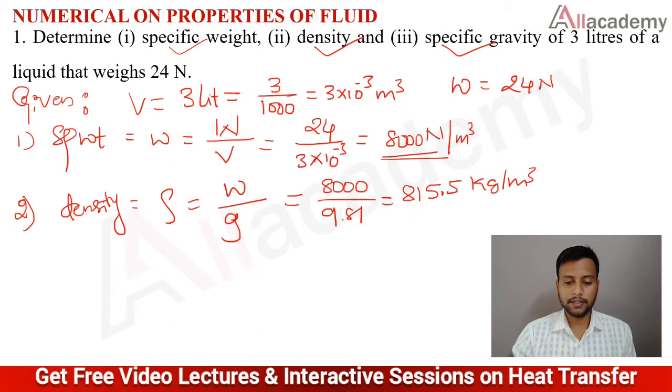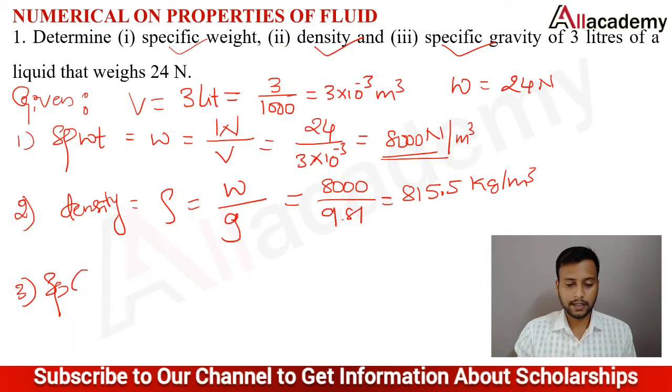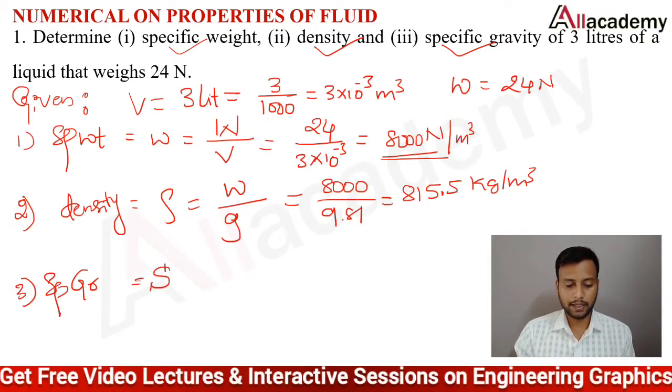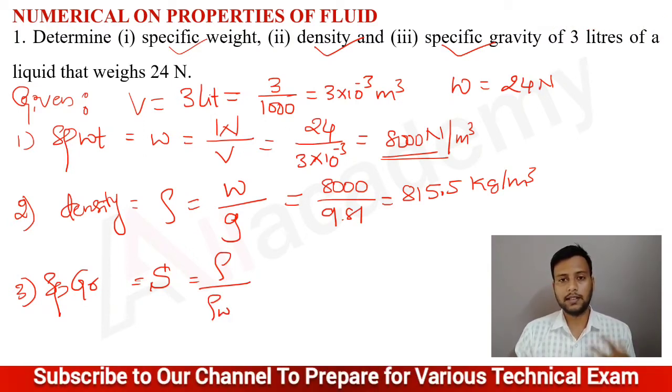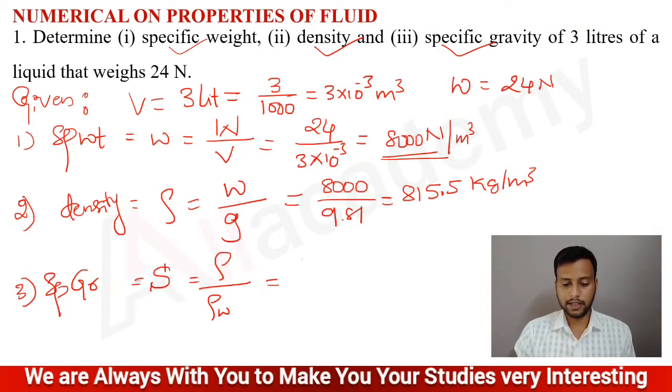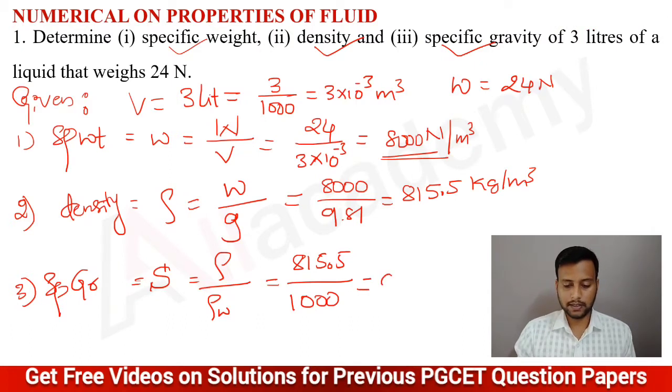And the last thing, the third one, is specific gravity. How to identify the specific gravity? It is denoted by capital S. It is density of a fluid divided by density of standard fluid. In liquids we consider water as the standard fluid, so its density is 1000. Already we have identified the density, that is 815.5, divided by density of water, 1000. So the final answer is 0.8155.